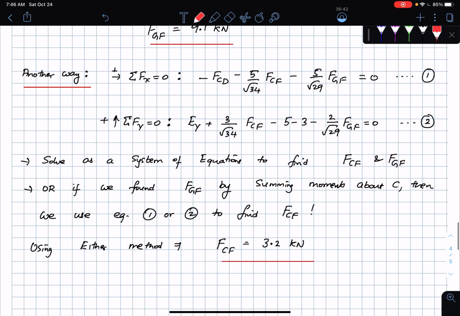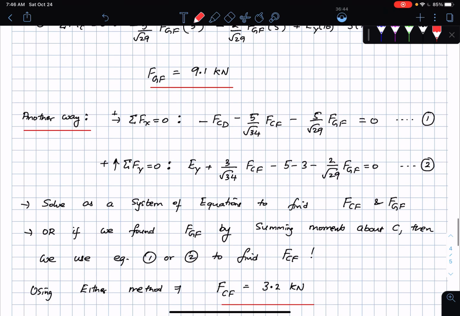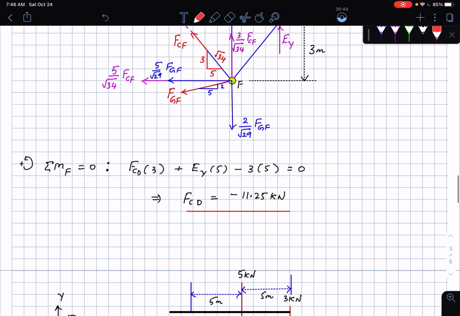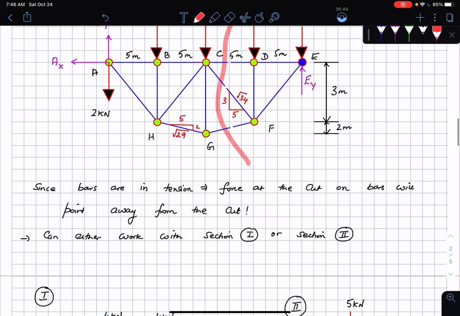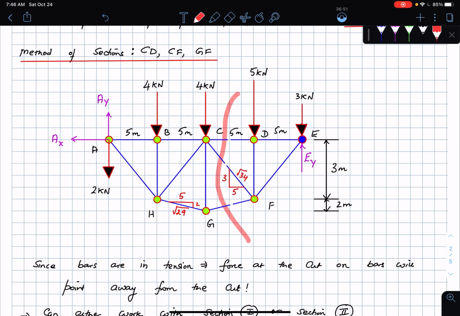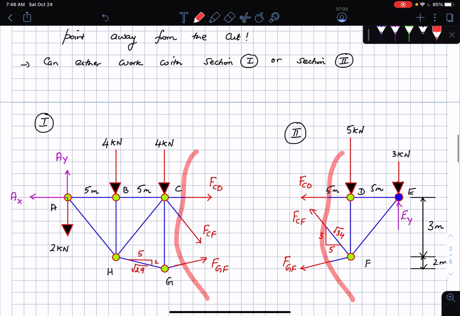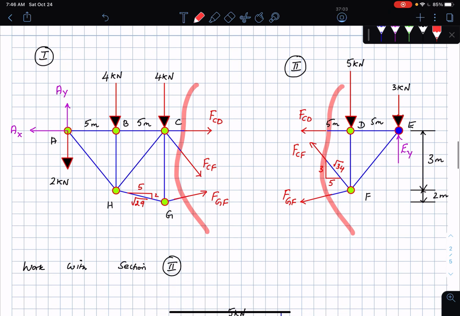So this is the method of sections that was applied to this particular problem. Once again, very quickly, a recap of this method is that I have this bar here, and I'm going to find forces in CD, CF, and GF. I pass a section through all three of them. I break it into two clean pieces. Imagine breaking a piece of Kit Kat. Then I can either work with one piece or the other. I write down the forces on both pieces. My forces are always pointing away from the cut, because I'm assuming all the bars to be in a state of tension.